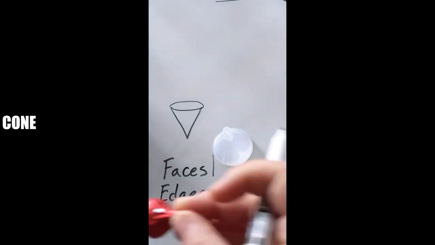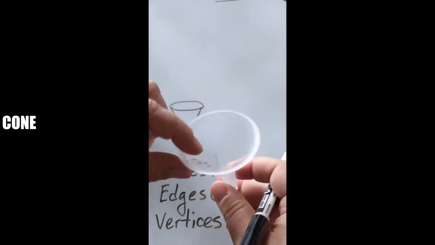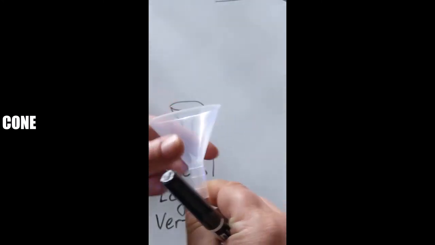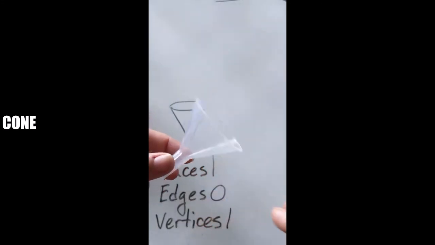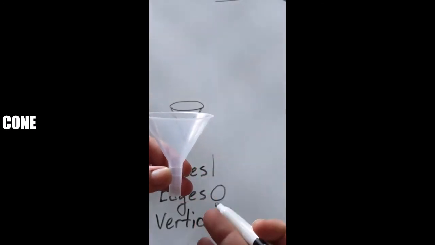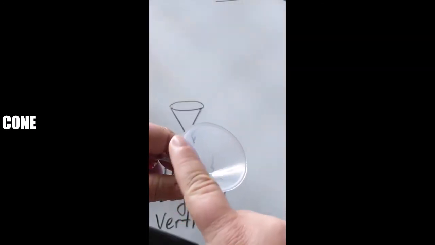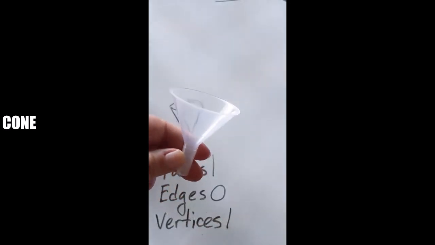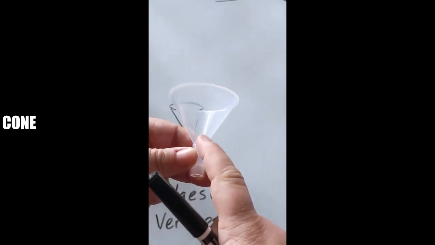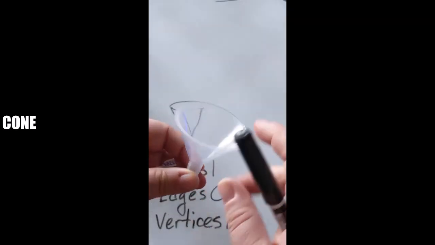All right, let's check out this one. Same thing. Even though this is a funnel and it extends out more, it's still a cone shape. So this is obviously serving a purpose for using in the kitchen, but still it has a flat circle at the top, curved surface all the way around, and then goes down to a point.